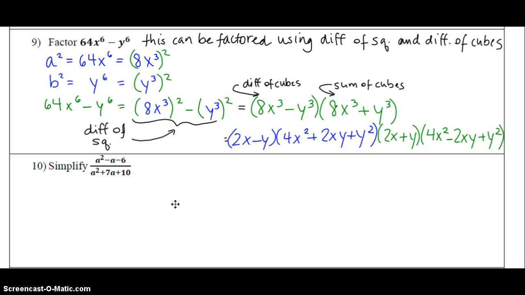All right, try the next one where you're simplifying this fraction. In order to simplify, you have to factor first. So factor the numerator, factor the denominator, see if anything cancels out, and what's left over will be your simplified fraction. Turn the video back on when you're ready to check.